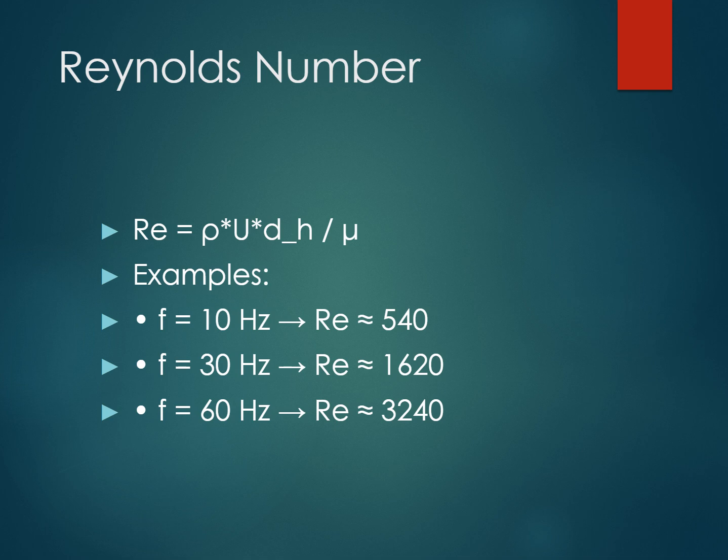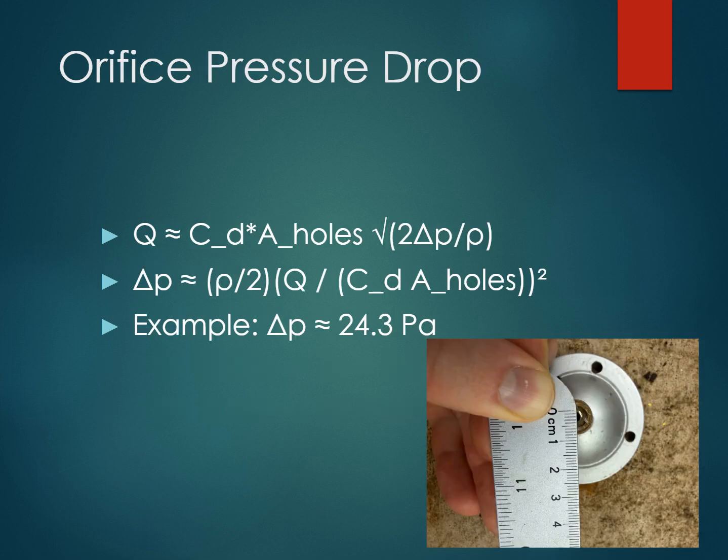Based on these speeds, we were able to calculate some possible Reynolds numbers within the pump. We estimated at 10 hertz it would be 540, at 30 hertz it would be around 1600, and at 60 hertz it would be around 3200.